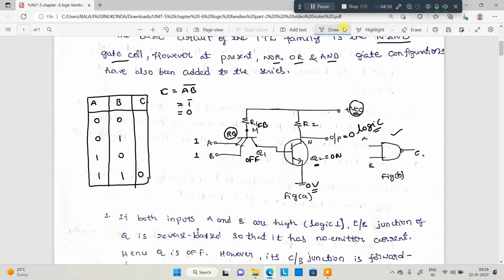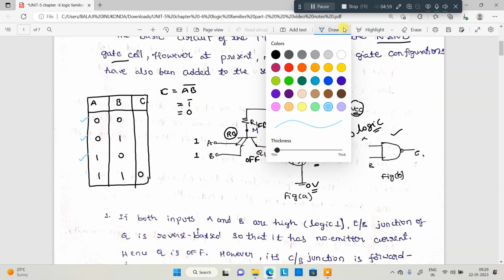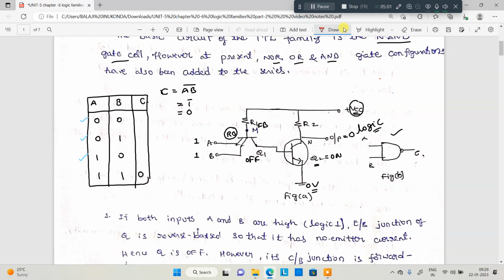Okay, right. So in the remaining cases, if both are 0, or the 0 and 1, and 1 and 0 cases, what will happen? We will see. Whenever both are 0 or any one input is 0, in these three cases together the same function will appear. Whenever any input is high or both the inputs are low, what will happen?